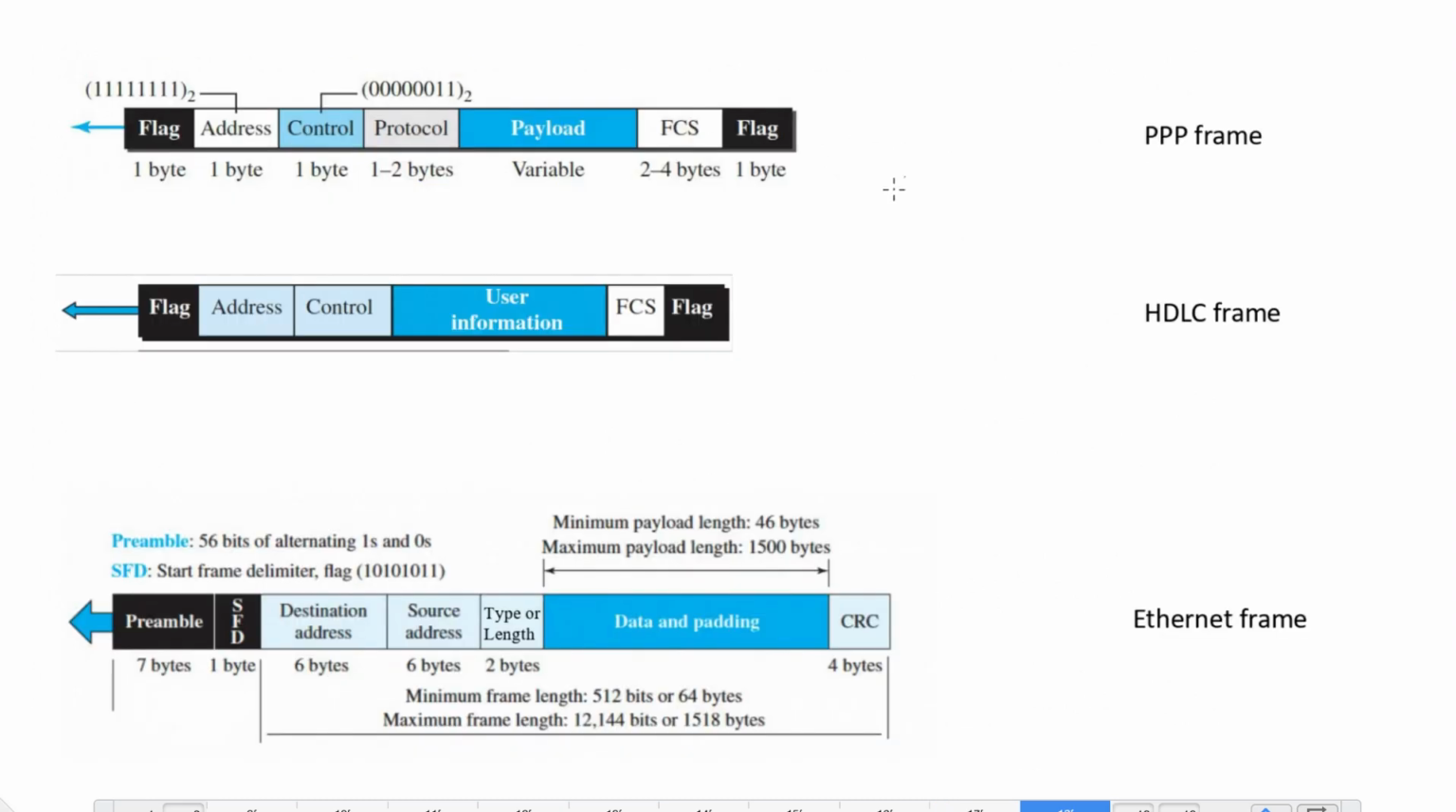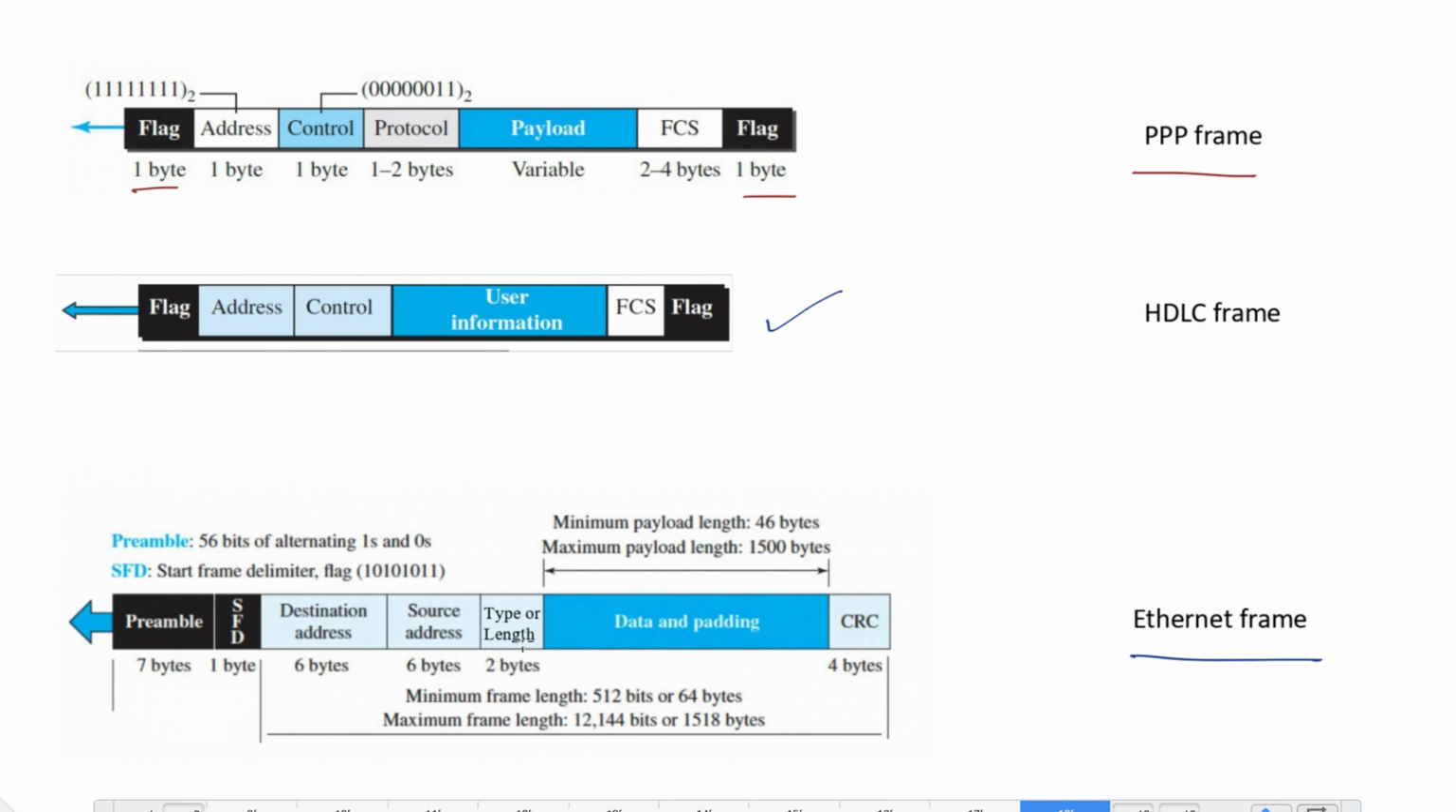So this is a frame of PPP, and we are not going into the detail. In the flags, they use what we have just discussed, that is byte stuffing. They use bit stuffing in the HDLC frame, and this Ethernet frame is using the length field. If you see a type or length field, there are basically two types of Ethernet frames. One uses the type field, another one uses the length field. Currently, most networks use the length field.